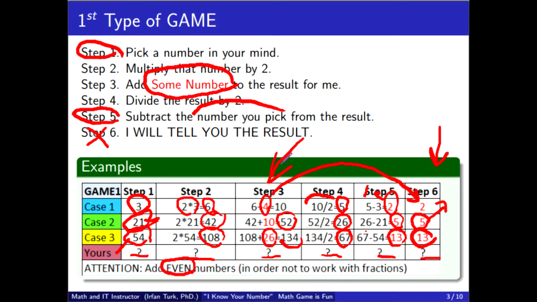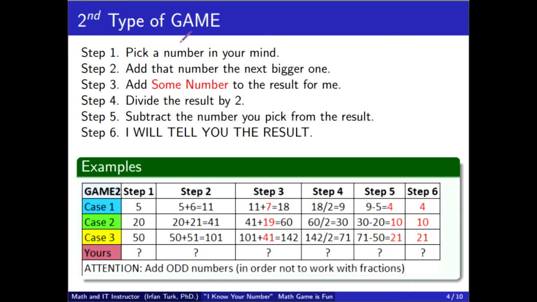I'll tell you what the math behind all of those things is after almost half of the video. Okay, this is the next step of the game. It looks like the first kind, but the steps are different. Again, we pick a number, as you can read here. Let's say the person picked 5.